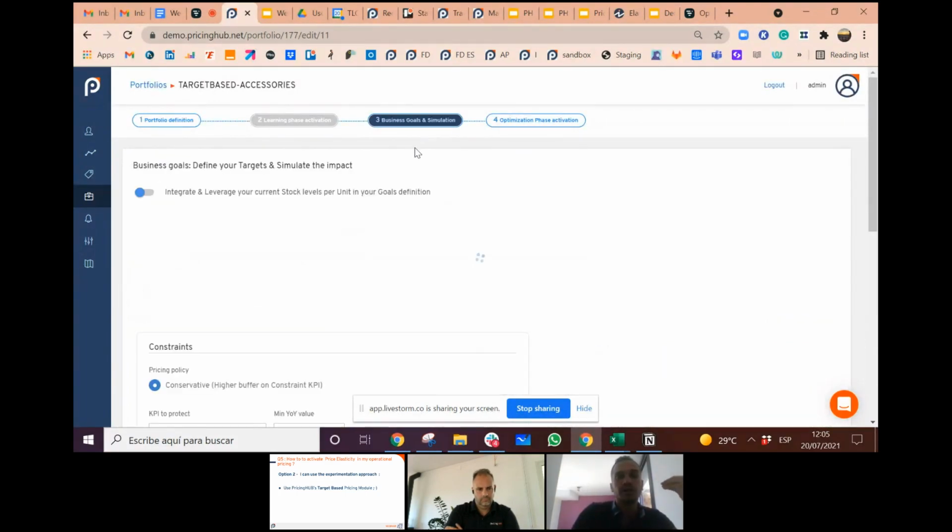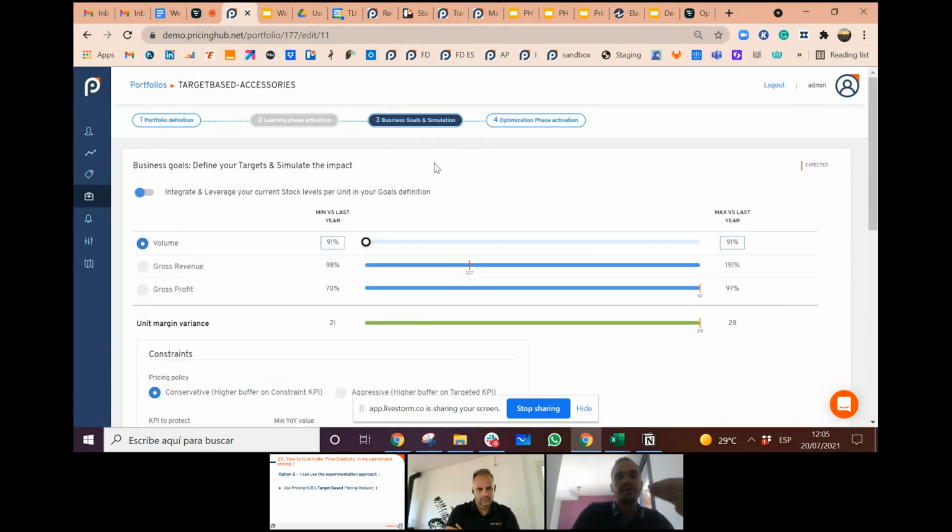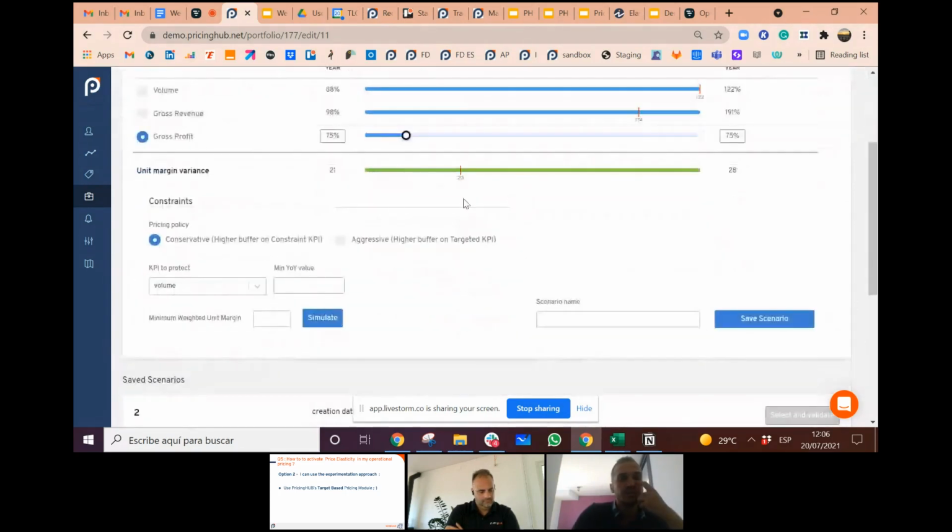Once we have achieved a certain level of learning of the elasticity, you would reach step number 3, which we call business goals and simulation. This is the moment where you would really position yourself as a trader. We would ask you to tell us which KPIs you are willing to maximize or to protect, and if there is any specific constraint in terms of unit margin.